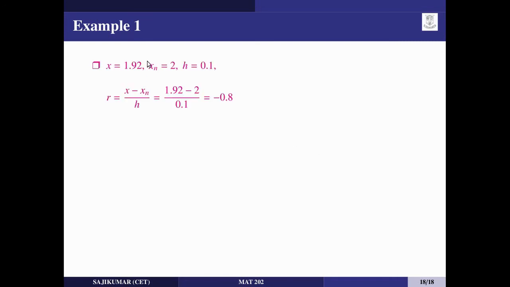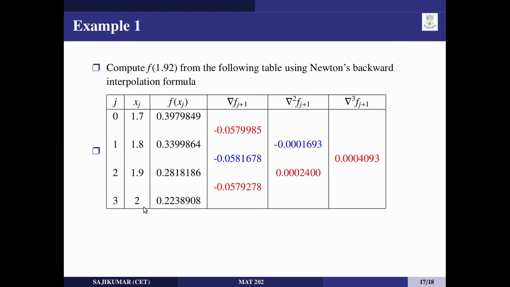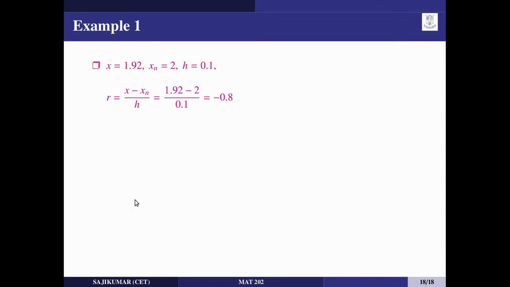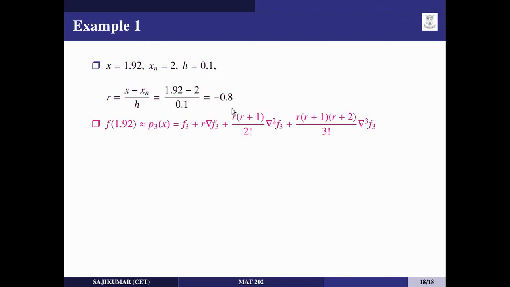Now our evaluation point is 1.92, which is near the point 2. So we are taking 2 as the reference point xn, the spacing is 0.1, and the r value is equal to x minus xn divided by h, which is equal to minus 0.8.